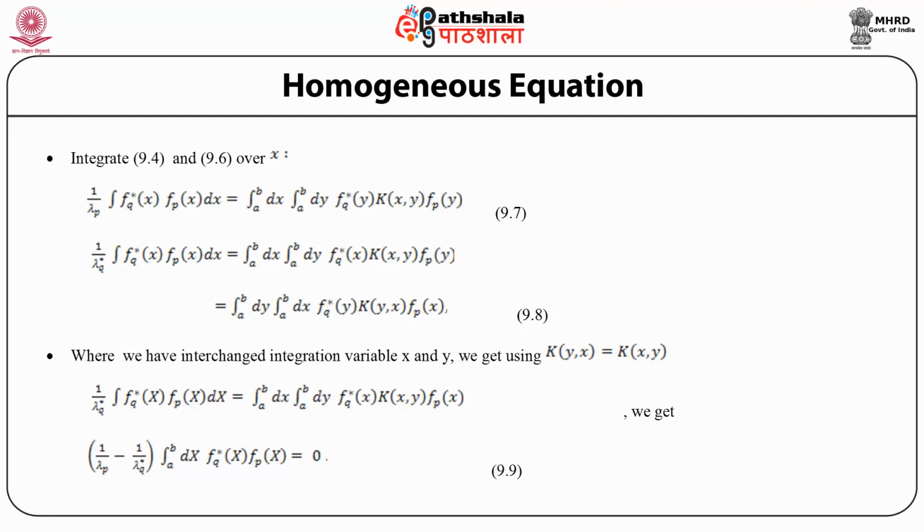Therefore, for the second equation, we obtain 1 upon lambda_q star times the integral of f_q star of x f_p of x dx, which is equal to the integral from a to b dx and the integral from a to b dy of f_q star of x k of x, y f_p of y. And therefore, subtracting these two equations, we get 1 upon lambda_p minus 1 upon lambda_q star, times the integral from a to b of the product of the function f_q star of x with f_p of x, equal to 0.